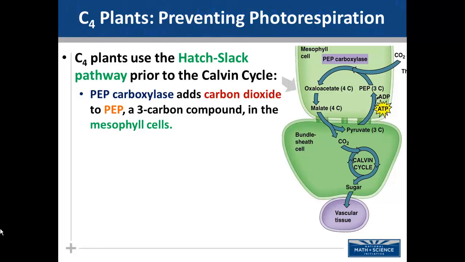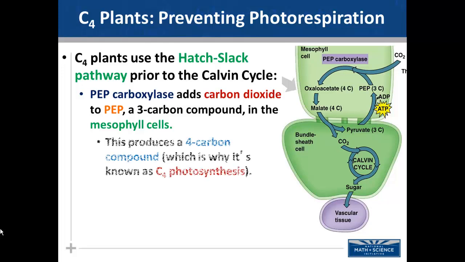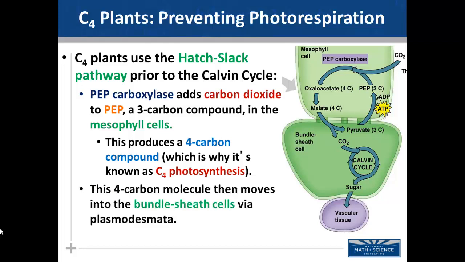Since PEP is a 3-carbon compound and carbon dioxide has 1 carbon, this is going to produce a 4-carbon compound initially. And that's why it's called C4 photosynthesis. That 4-carbon molecule is then moved into the bundle sheath cells through the plasmodesmata. Remember, the little openings between the plant cells that facilitate movement of materials between neighboring cells.